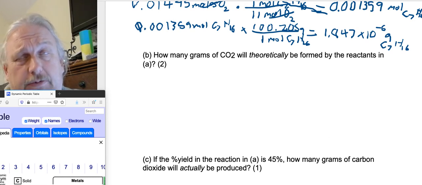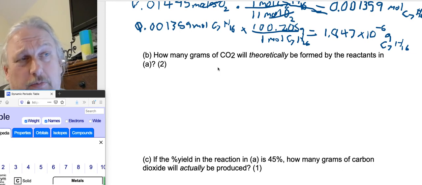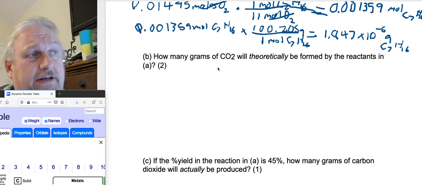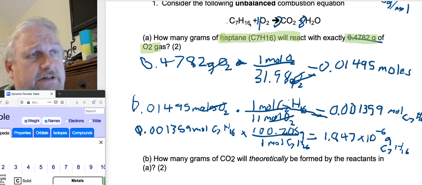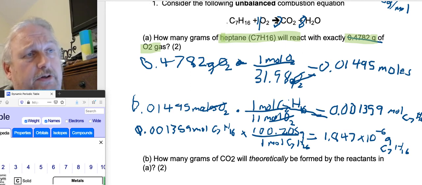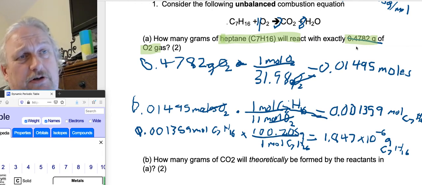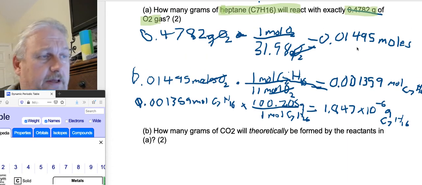Let's continue with that first problem and see if we can figure out how many grams of CO2 we'll produce theoretically when we have the reactants in A. So if you go back, we've got this formula: C7H16 plus 11 moles of O2 yields 7 moles of CO2 plus 8 moles of water. Let's use the given because we know that's right. The given was 0.4782 grams of O2 gas. So let's put that in here.